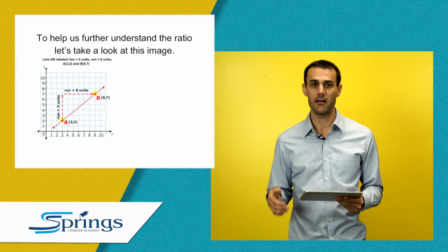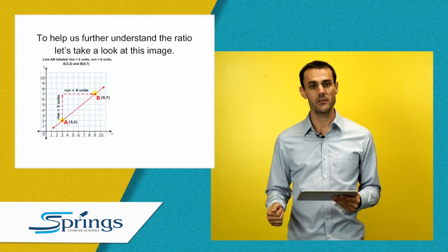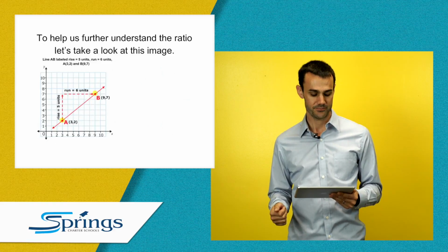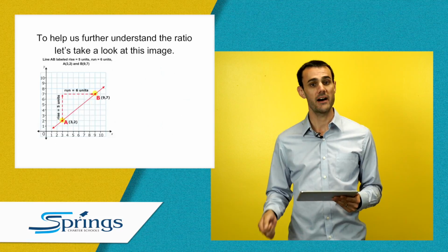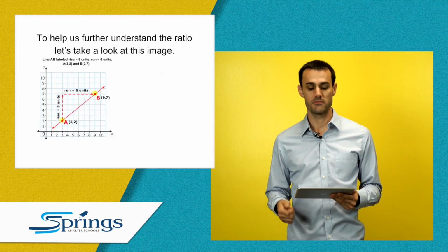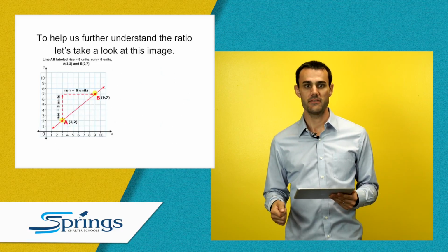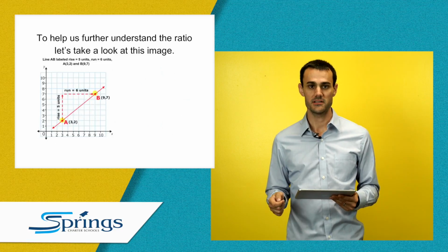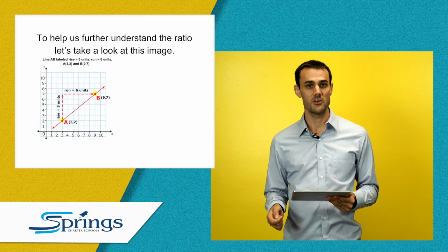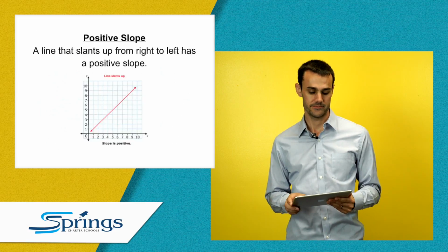All we need to do is count how many units we go up and then over to the right to get our slope for this line. So in this case, we go up 5 units, and then we go to the right 6 units. So we can say that our rise over run is 5 over 6, or the line in this graph has a slope of 5 over 6.